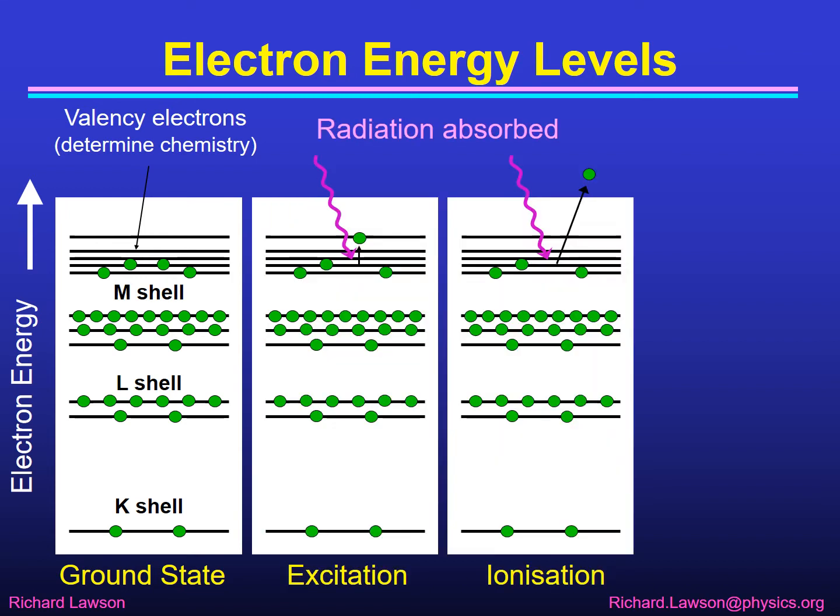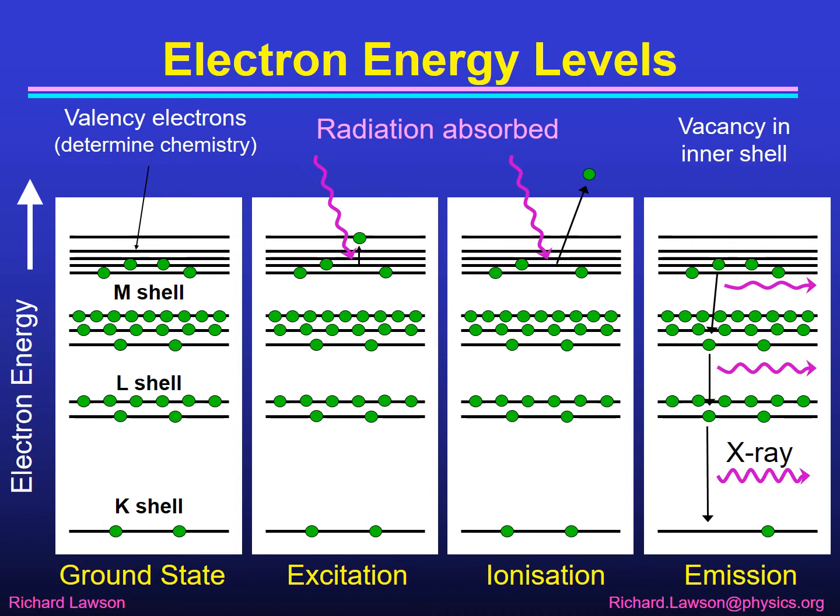But we can have radiation being absorbed by an atom. For example, radiation could come in and raise an electron up to a higher level. That's no longer in the ground state, that's in an excited state. Or if a little bit more energy is absorbed, it could knock an electron out altogether. That leaves it ionized. It becomes charged because it's lost one of its electrons.